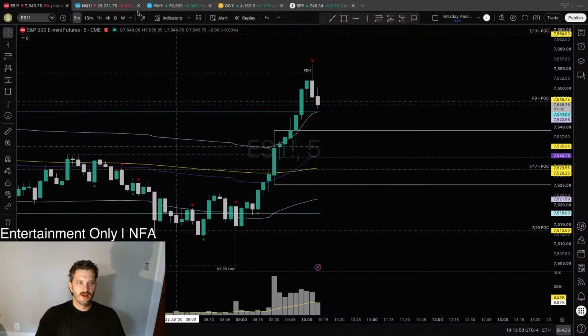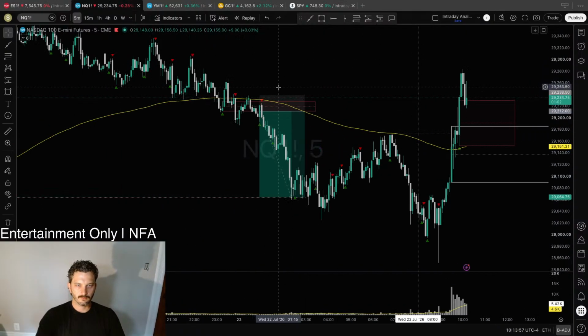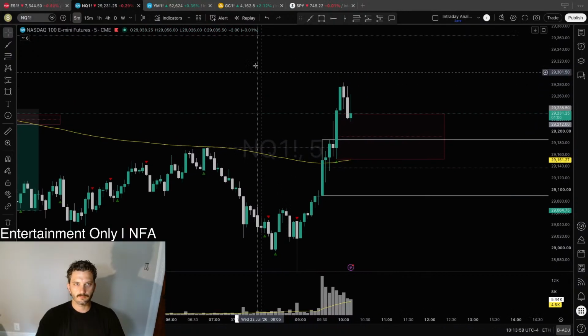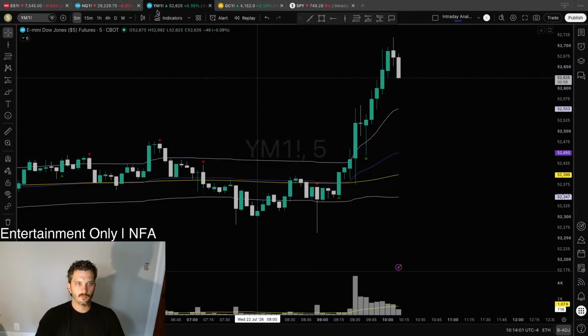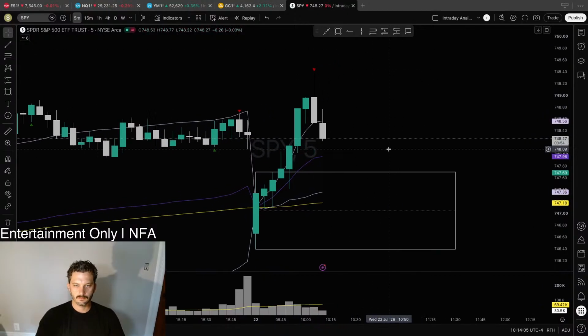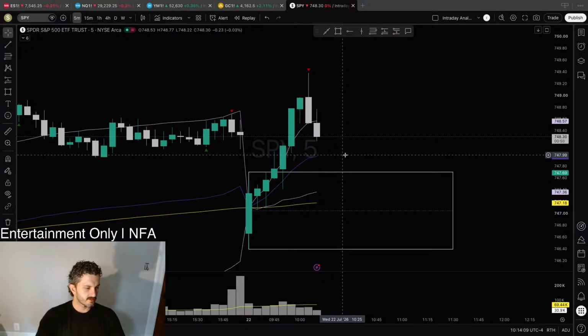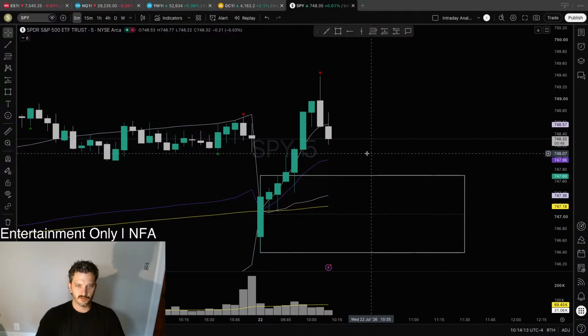Let's see what we get. SPY is coming into VWAP here. Good thing I'm not in longs. Yeah, that was such a trap.